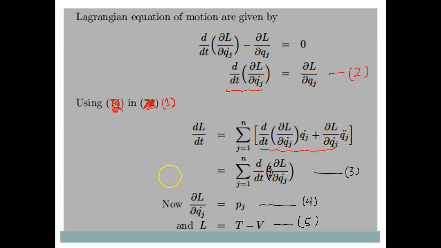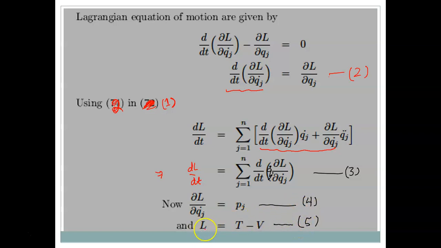So finally, what you are getting here is that dL by dt comes out to be equal to this one. You know del L by del Qj dot is in fact Pj. So in place of del L by del Qj dot you can put here Pj, and also L is equal to T minus V. So this is equation 4, this is 5.